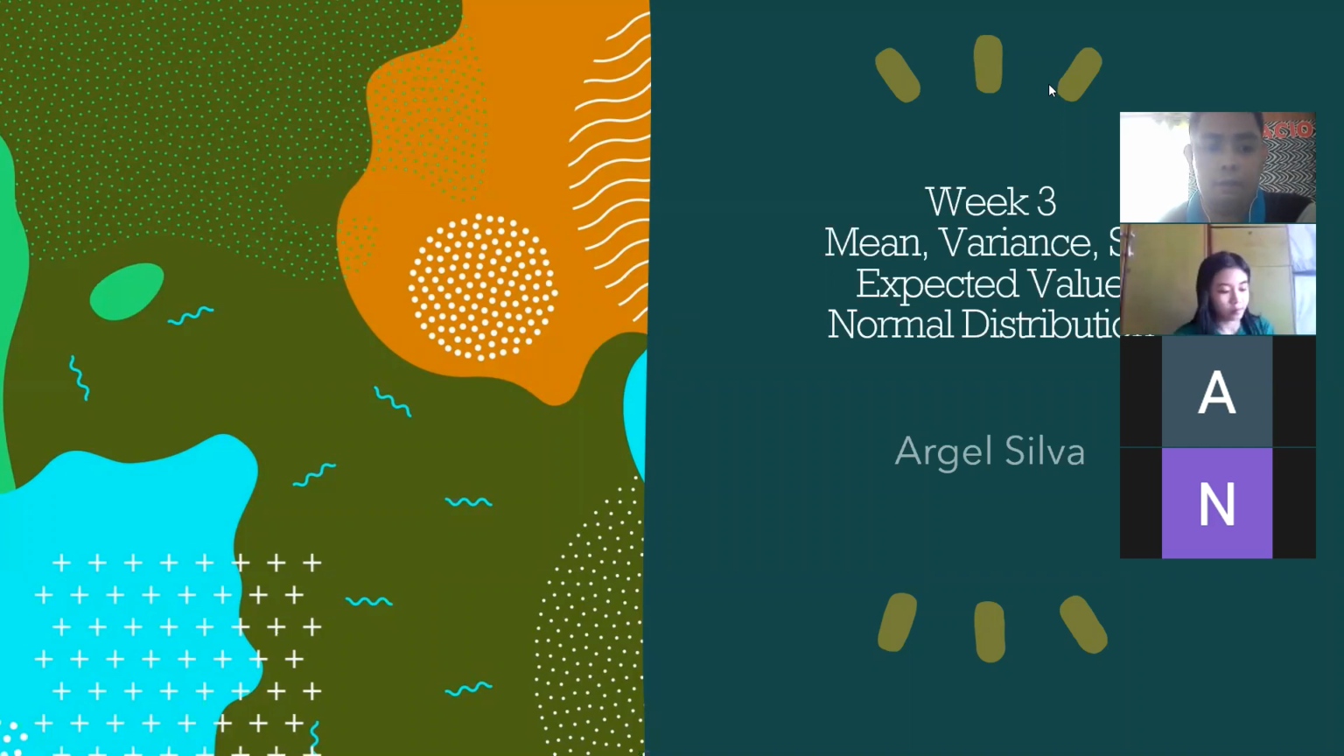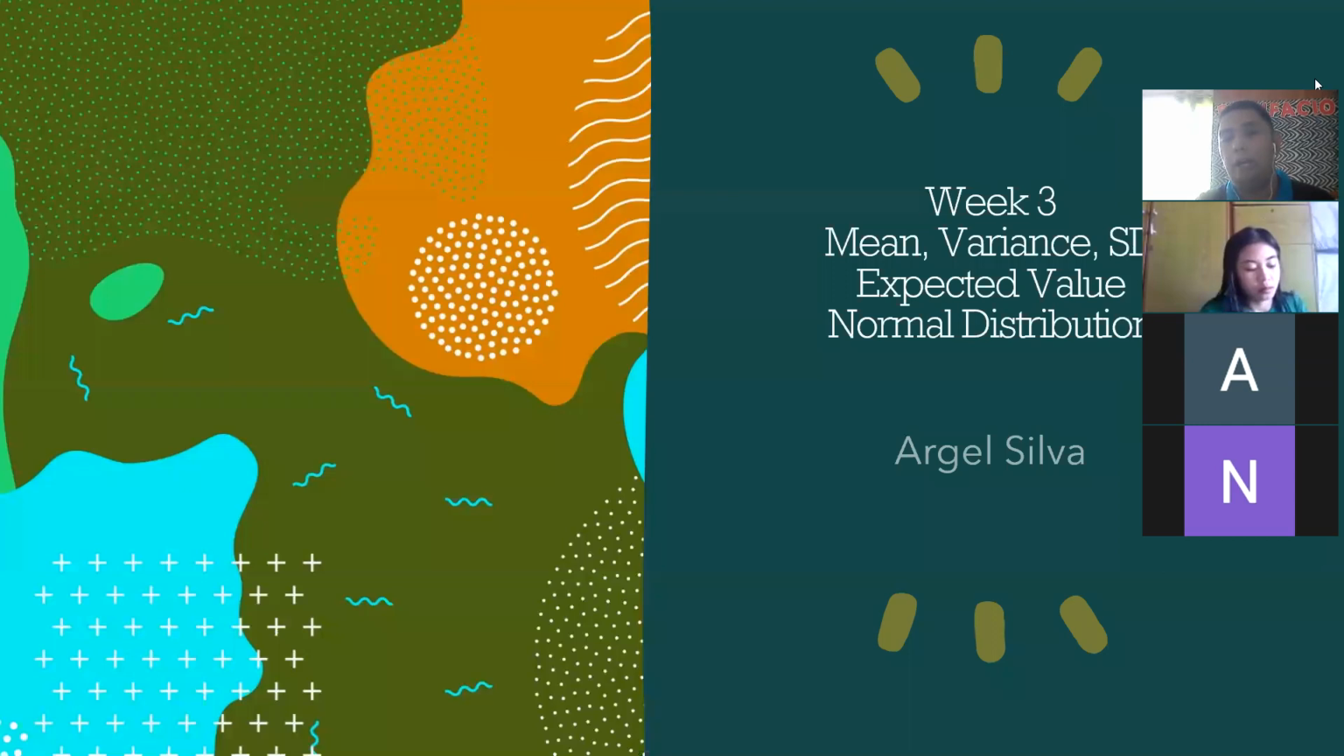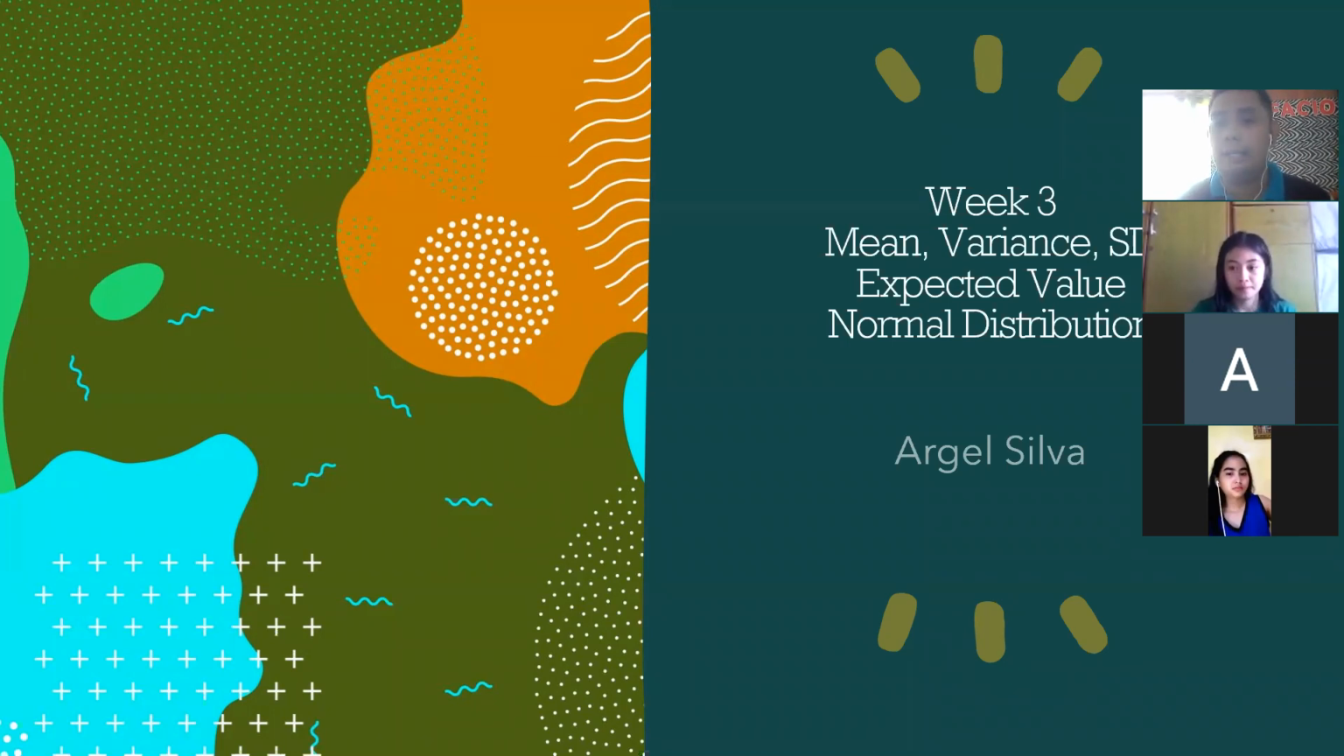So for the week 3, this will be our topics. We have the mean, variance, and SD pa rin. Nandun pa rin tayo. Then we also have expected value later on, our second topic. And the last one is the normal distribution. Okay, so isa-isahin na natin lahat ng yan.